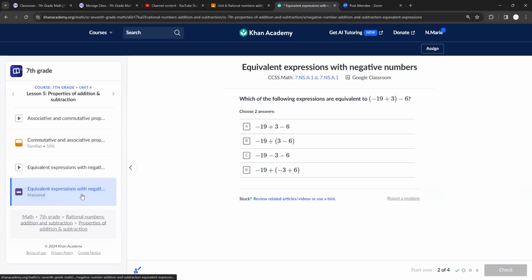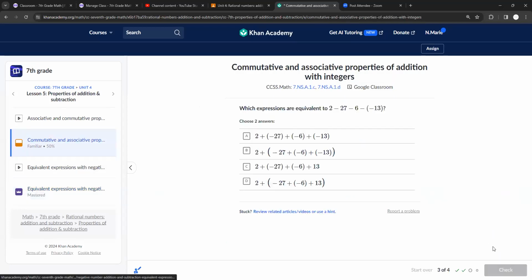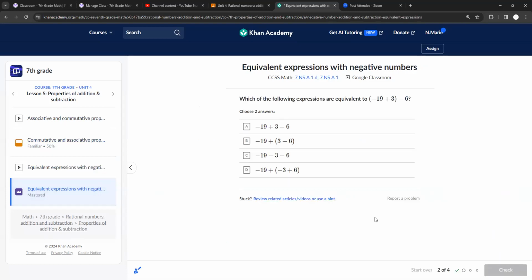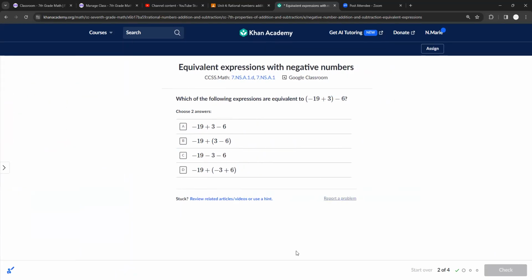All right, let's move on. Is this the same? Is this the same thing? What's the difference? Interesting. Okay, which are equivalent? Even if I put this in parentheses, would that make a difference? Well, let's think. Negative 19 plus 3 would be negative 16 minus 6, which is negative 22. That gets me the same answer. What do you know?